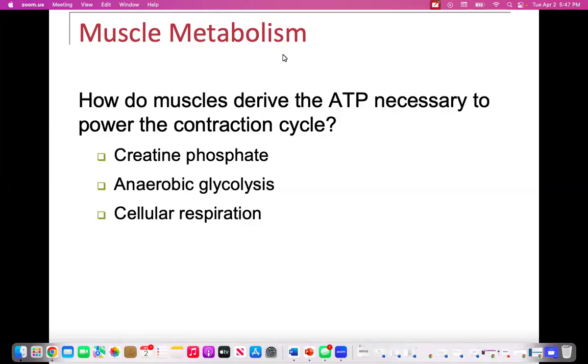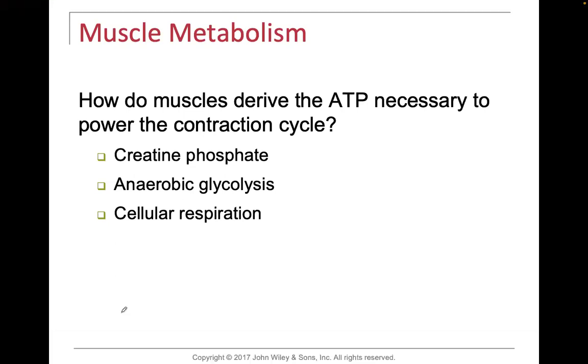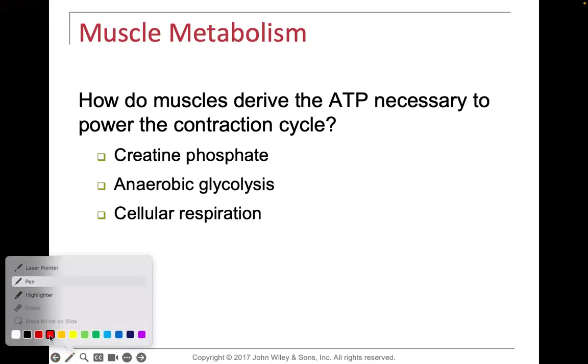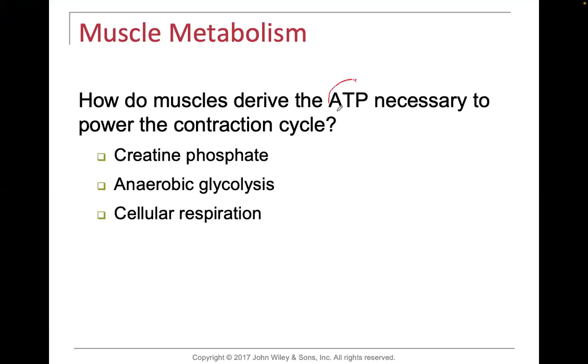Let's take a look at muscle metabolism. So, how do muscles derive their energy? In order to derive their energy, or their ATP, the body can get energy from different sources. First, we have creatine phosphate, which is CP. Another is anaerobic glycolysis. Anaerobic means we don't need oxygen present for that. And then cellular respiration, which is aerobic respiration, does require oxygen.